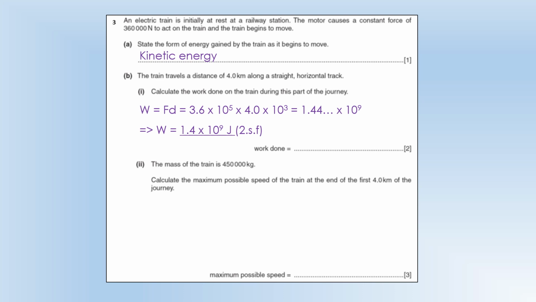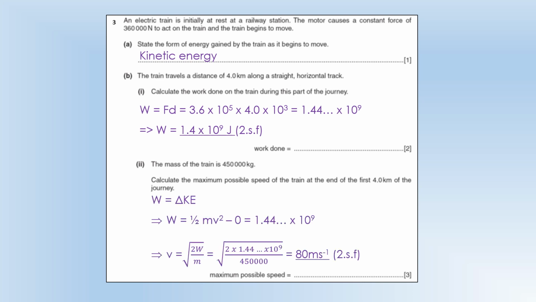The mass is 450,000 kilograms. Calculate the maximum possible speed of the train at the end of the first 4 kilometers. So we're going to assume, if it's the maximum speed, that all the work we've done is to increase its kinetic energy. So we can then rearrange that to make the speed the subject, plug the numbers in, and we can see it's 80 meters per second for the maximum possible, but it's likely to be less than that due to work done by friction and work done by air resistance.